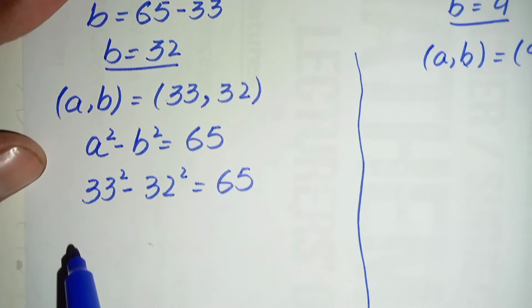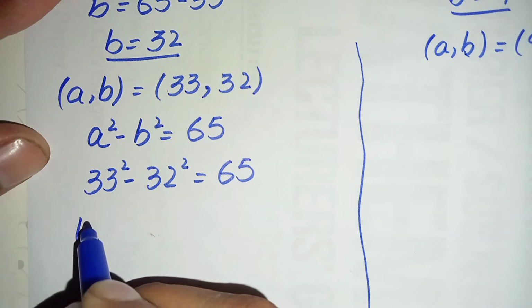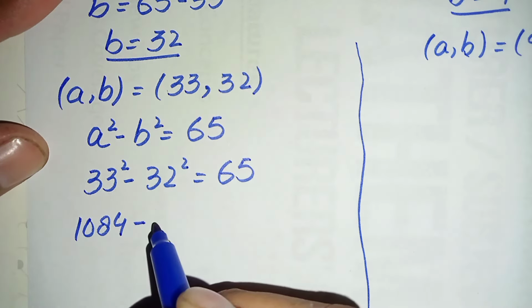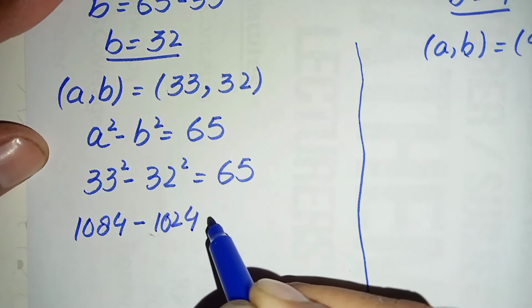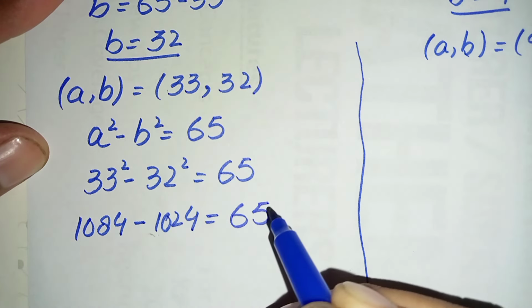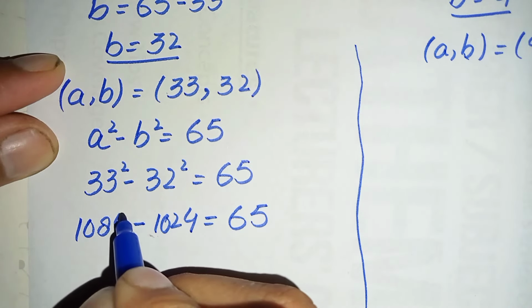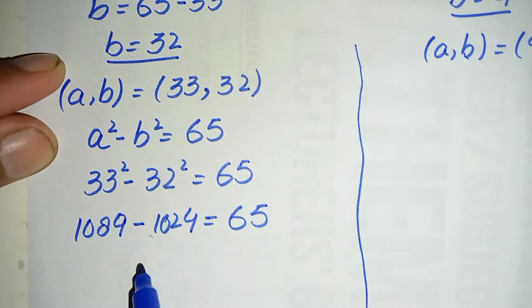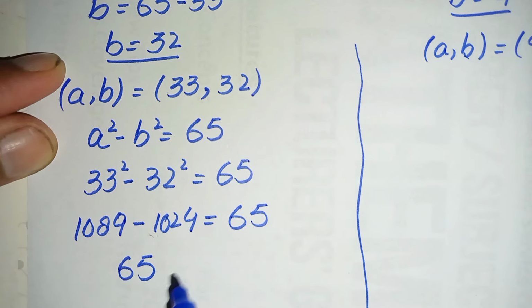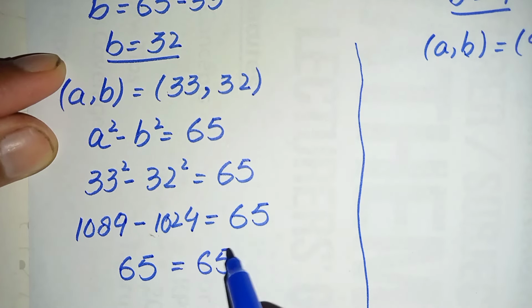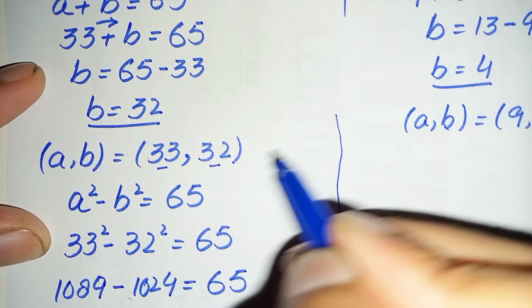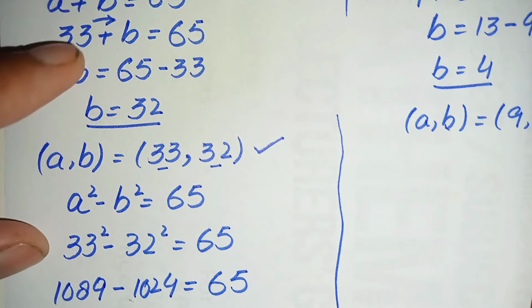Now what is the value of 33 square? The value of 33 square is 1089, minus, now what is the value of 32 square? It is 1024, is equal to 65. Now here we will subtract these two numbers. 9 minus 4 is 5, 8 minus 2 is 6, and 10 minus 10 is 0. We cannot write 0 on the left hand side of any number, is equal to 65. Now since both sides are equal, it means that A is equal to 33 and B is equal to 32 is the exact and correct solution of the above math problem.